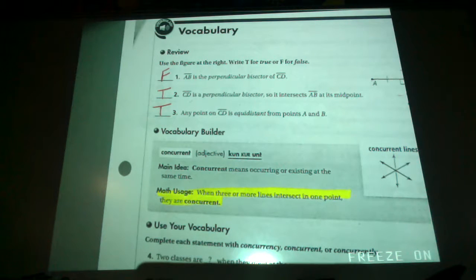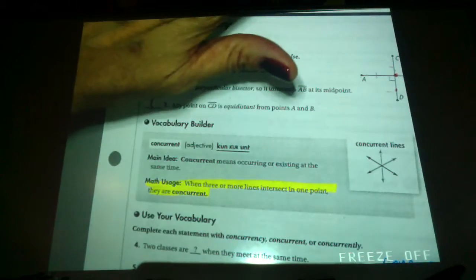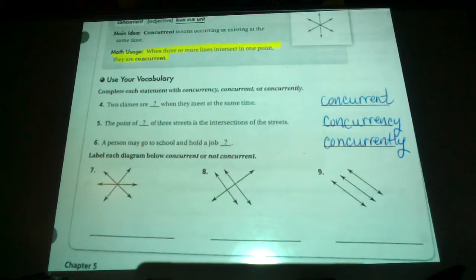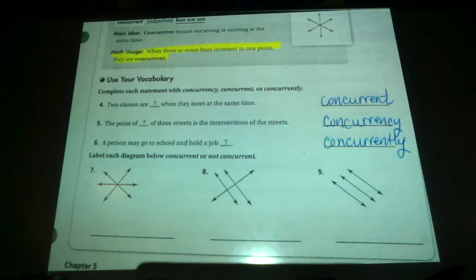So to prove that these are not made up words, 2 classes are concurrent when they meet at the same time. The point of concurrency, here's your math usage, of 3 streets is the intersection of streets. Does anybody know what 3 streets in Arizona meet concurrently?